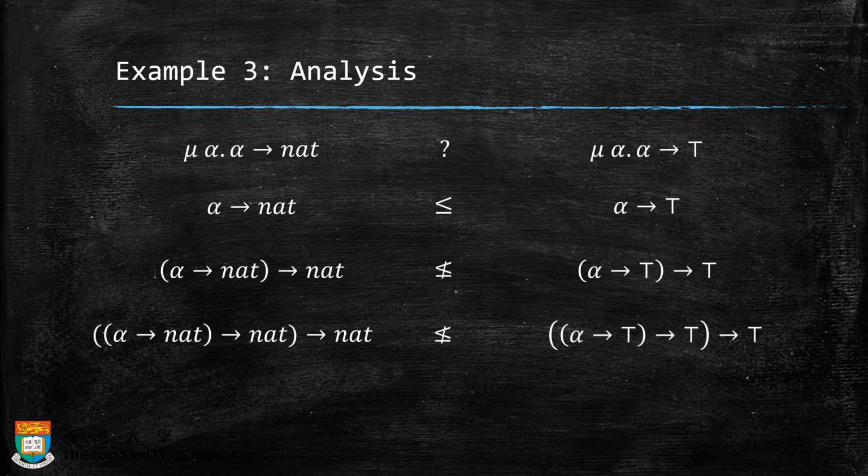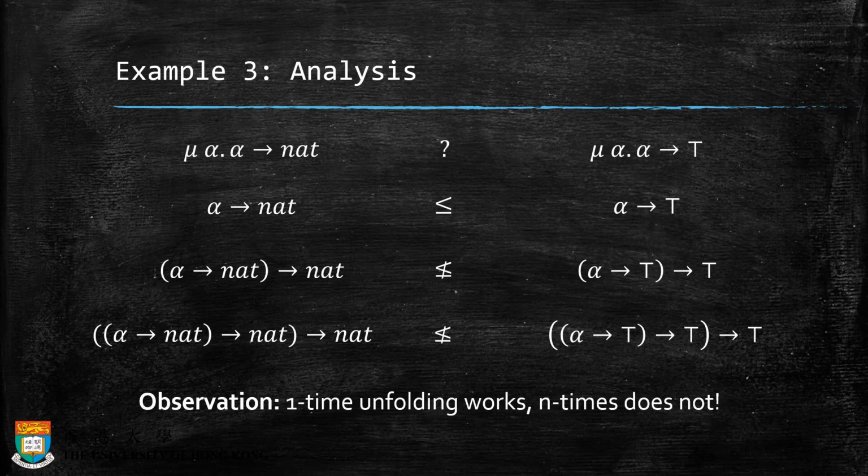If we continue to unfold the recursive type 3 times, 4 times, until m times, we find that the left type is not a subtype of the right type either. Thus, we have an important observation. In this example, one type unfolding works, but m times does not.